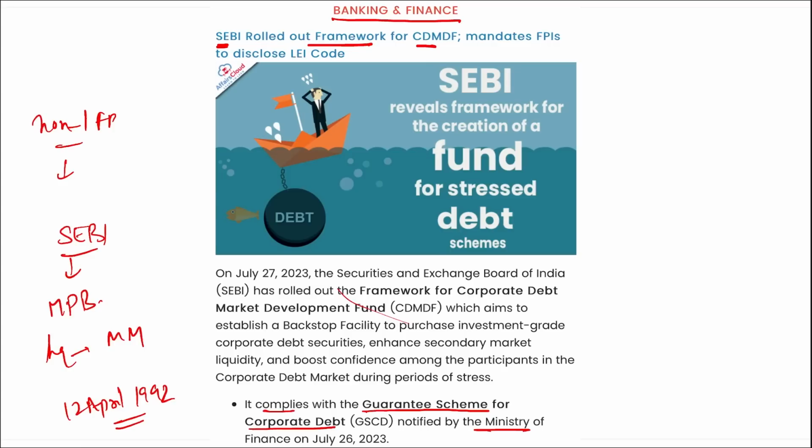Correct? So remember, SEBI ruled out a framework for the Corporate Debt Market Development Fund that aims to establish a backstop facility. Correct? And they have also mandated the foreign portfolio investors to disclose their legal entity identifier code.